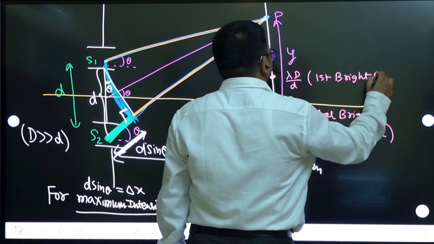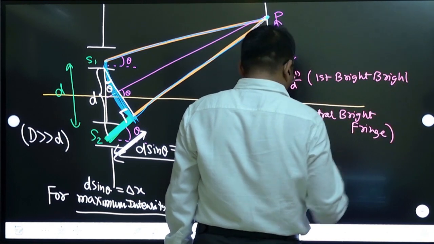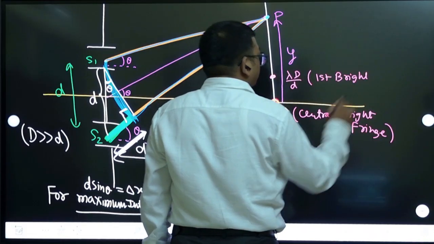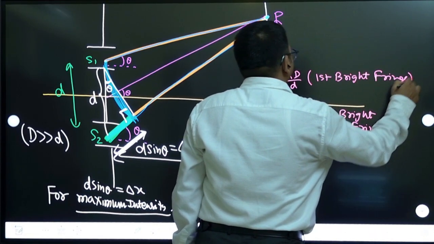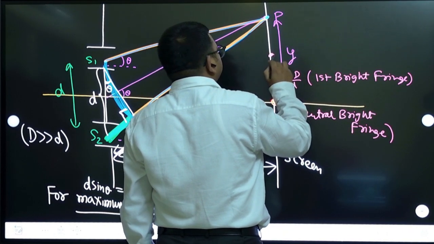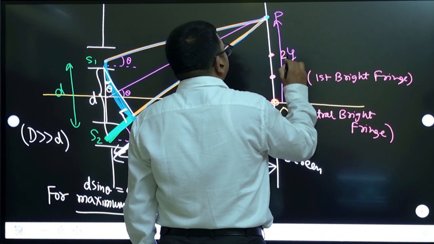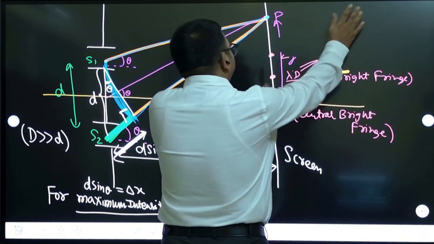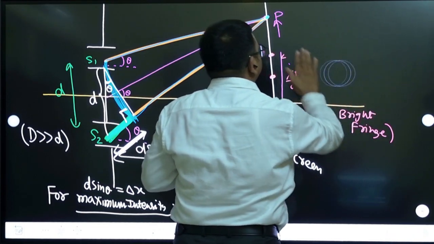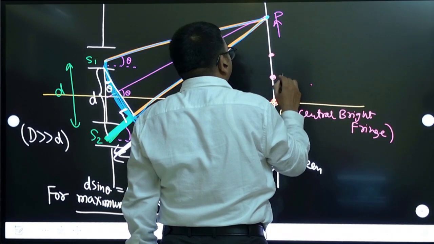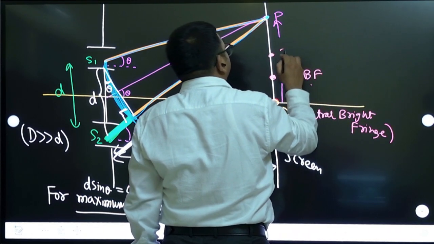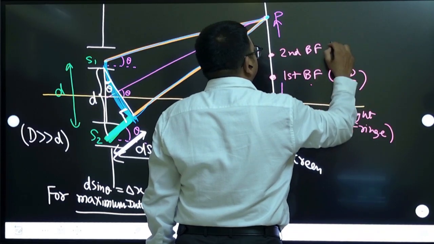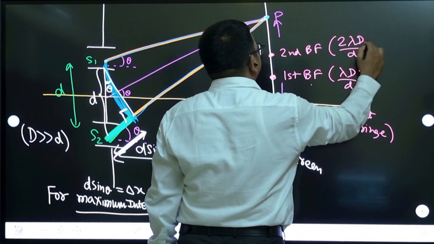Similarly, if I take the next, the second bright fringe, this distance will become equal to 2 lambda D by d. So at this point I get the first bright fringe, then the second bright fringe. This distance is lambda D by d, this distance is 2 lambda D by d. These are the coordinates I am writing.